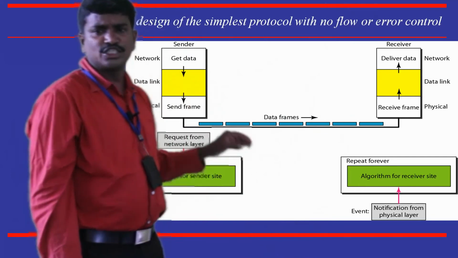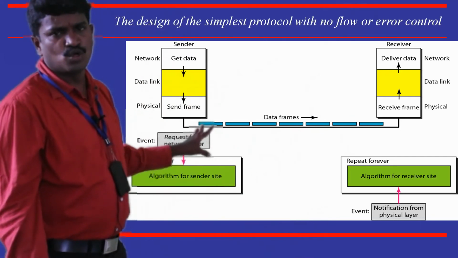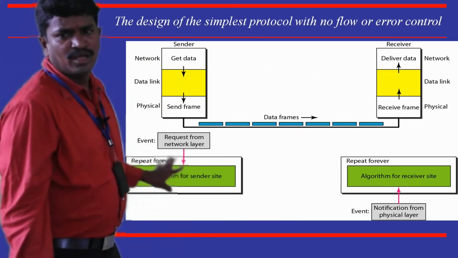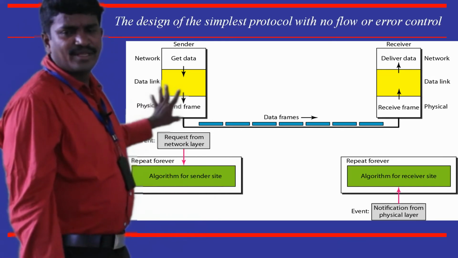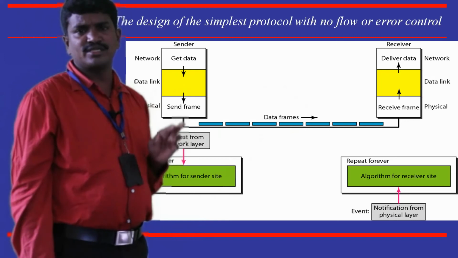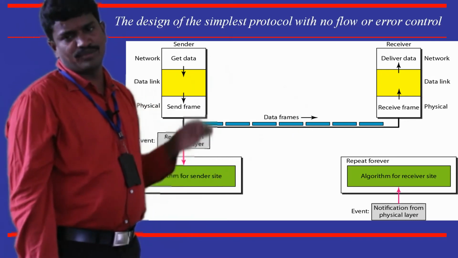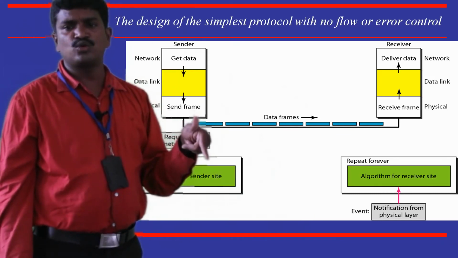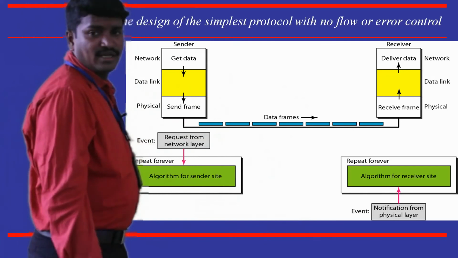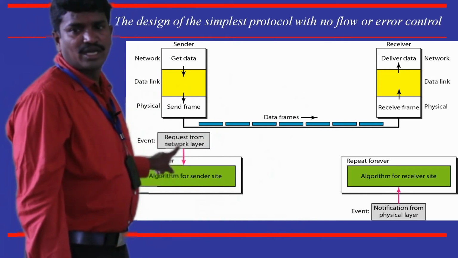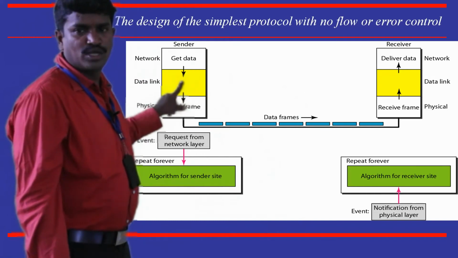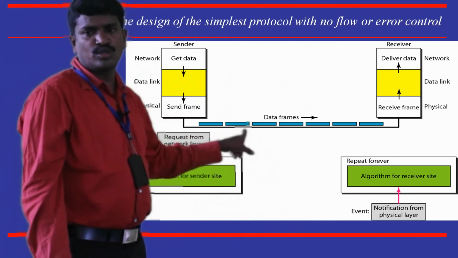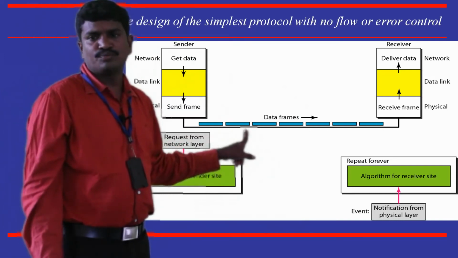So that is the job of the simplest protocol under the noiseless category. Now if you see this one, when packets are sent from sender to receiver, when there is a request from the above layer, the network layer will give the packet, then we need to send it. So there should be a notification from the above layer to the data link layer, right? That we call an event. Request from the network layer. When the network layer prepares the data and pushes it to the data link layer, there is a job for the data link layer to push that onto the channel. So that is one event.